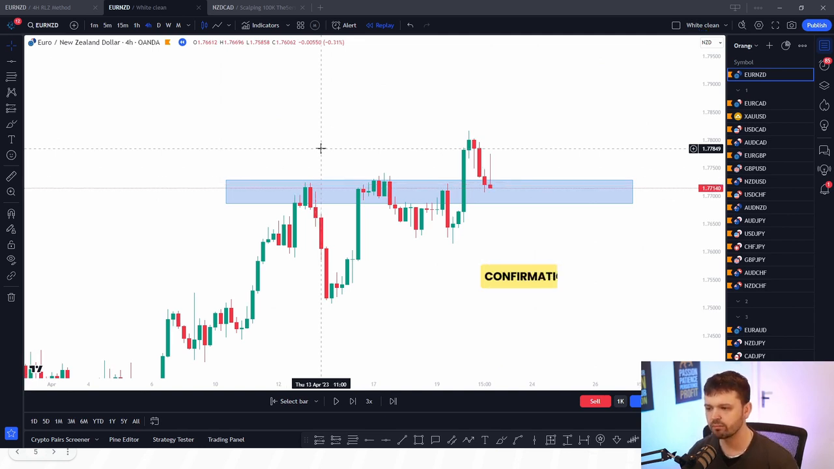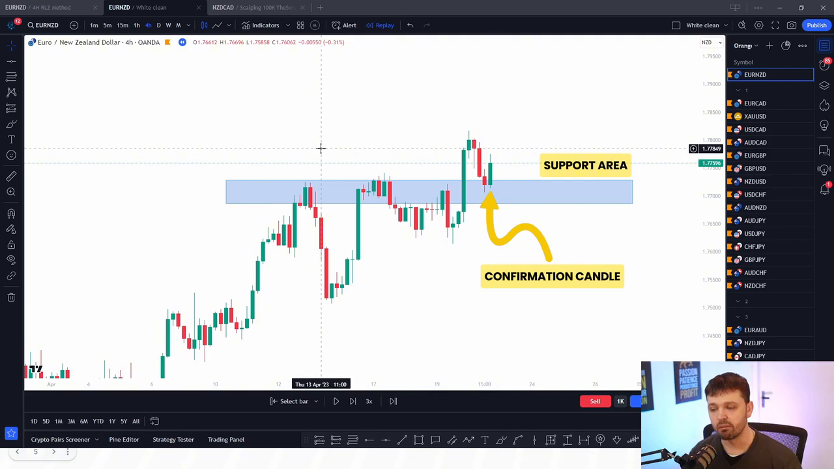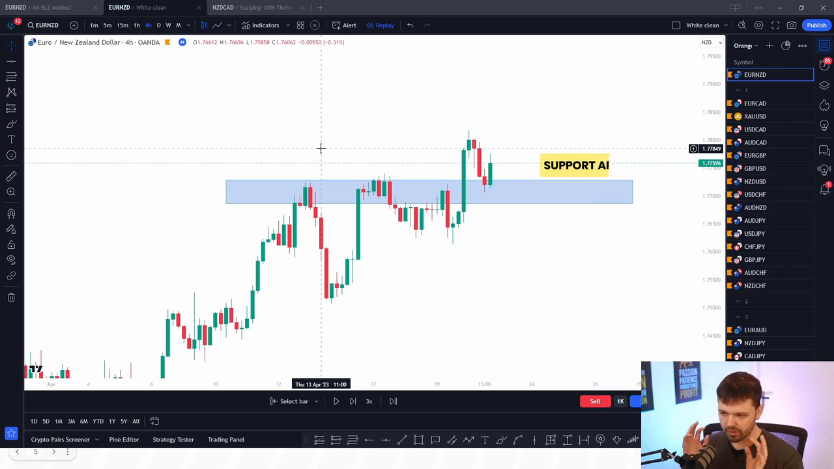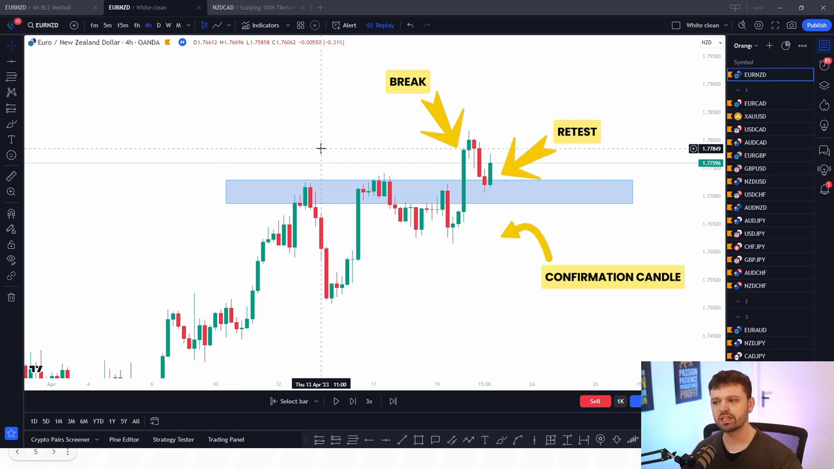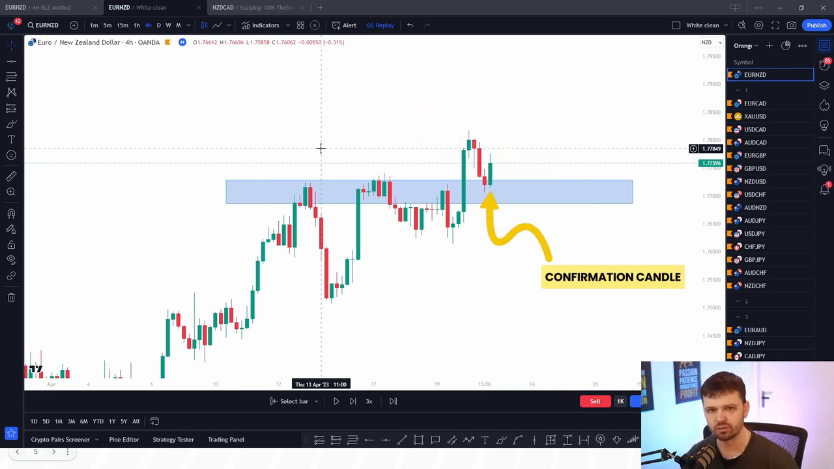Let's go to the next one. Well, that is obviously a bullish engulfing candle. It's a very strong bullish reaction to this level right here, and that in this case would be our confirmation. Okay, now that we have confirmation, we know that this level is acting as support as expected. We have the breakout, the retest, confirmation. It's now time to execute.